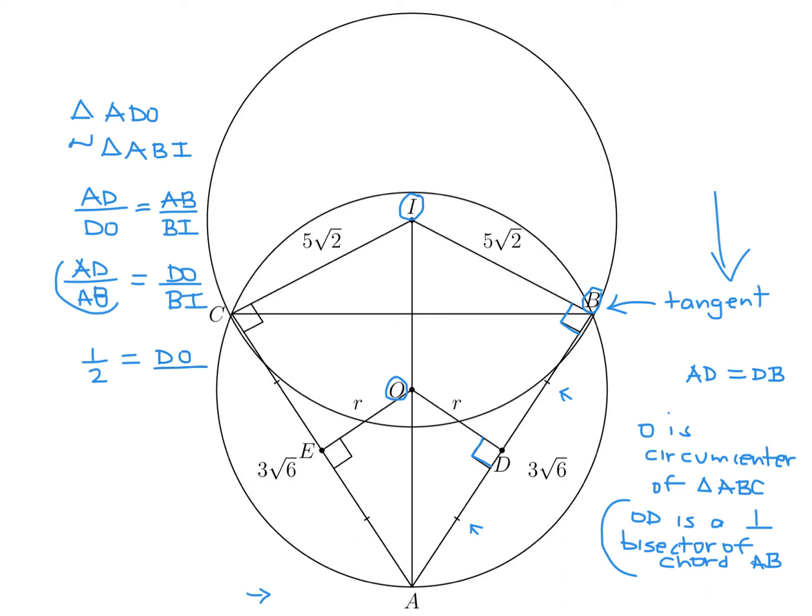BI, I believe, is the radius, right? Yeah, that's just the radius. So they've already given you that in the question. So that's 5 root 2. Okay, great. So we can figure this out, actually. This can be figured out pretty quickly. It's 5 root 2 over 2. Okay, so we figured out the radius of that other circle.